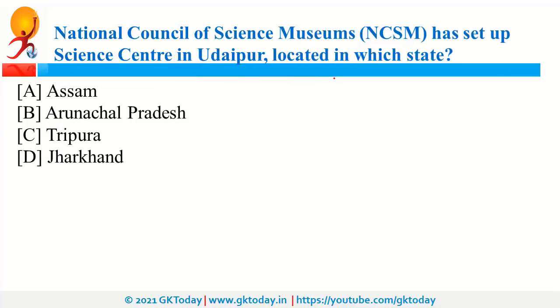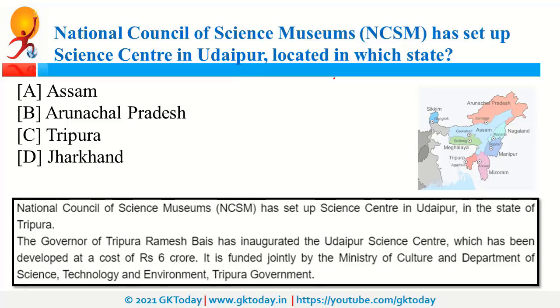Next question is, the National Council of Science Museums has set up Science Center in Udaipur. Question is, this is located in which state of India? So there is one Udaipur in Rajasthan and this Science Center is going to be in another Udaipur and it is in state of Tripura.